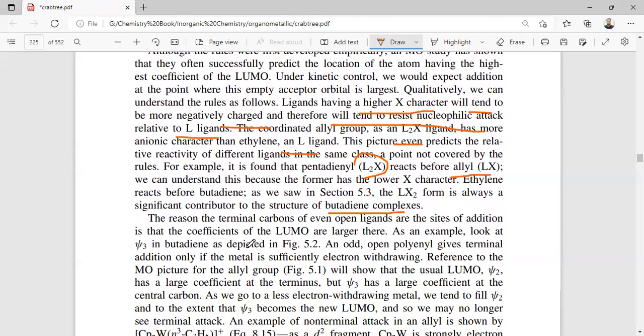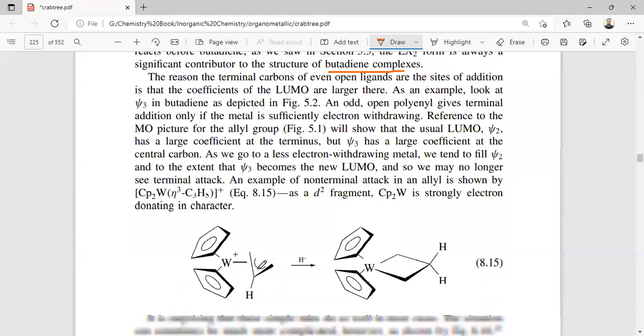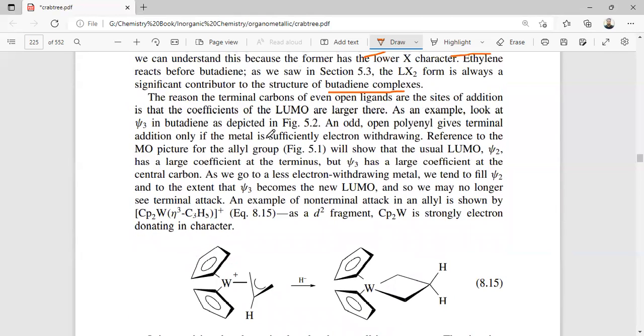The reason for the terminal carbons of the open ligands being the site of addition is that the coefficients of the LUMO are larger there. For example, look at psi 3 of butadiene. An odd, open polyenyl gives terminal addition only if the metal is sufficiently electron withdrawing. Referring to the MO picture of the allyl group, we see that usually the LUMO is psi 2, which has a large coefficient at the terminal, but psi 3 has a large coefficient at the central carbon.